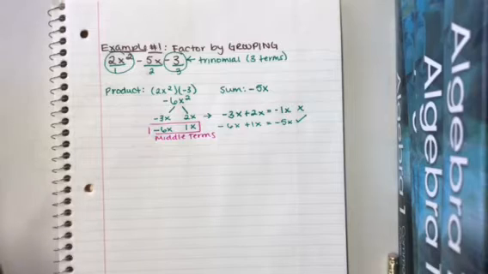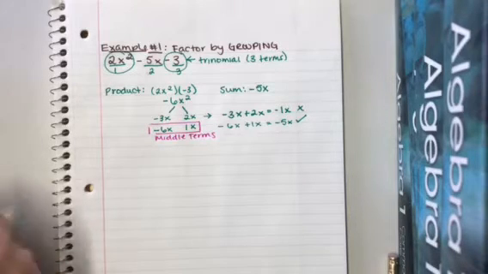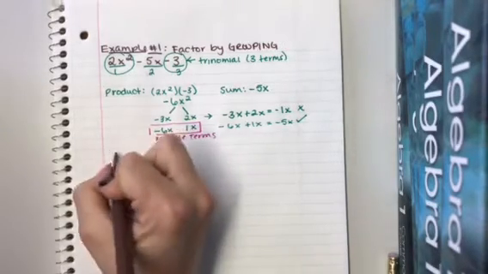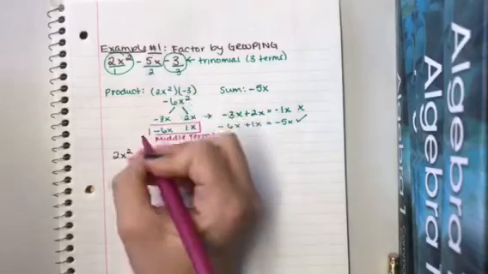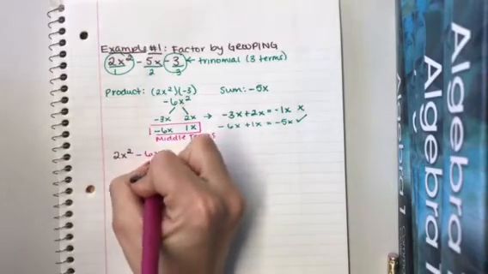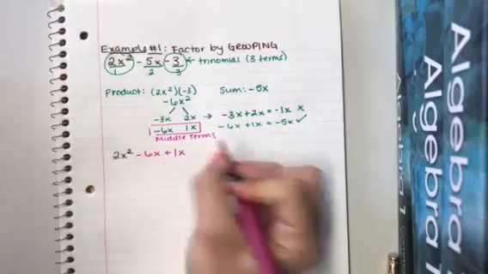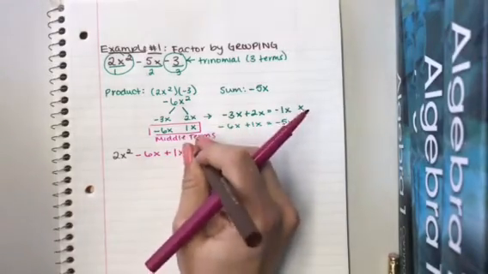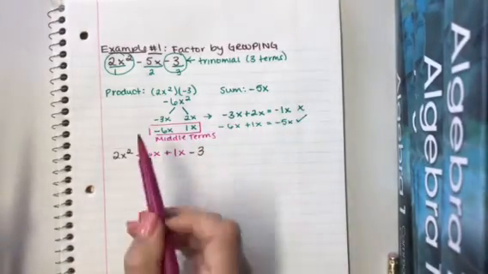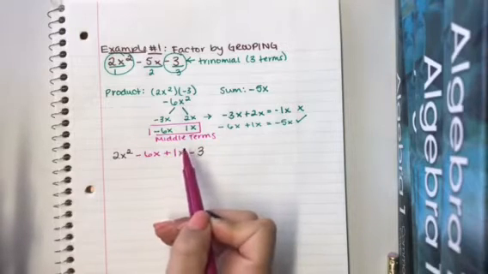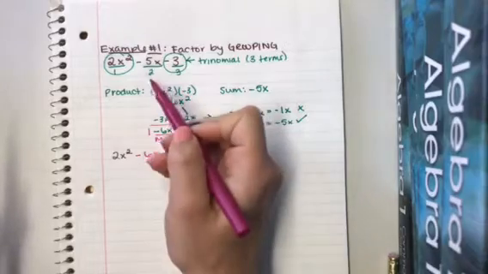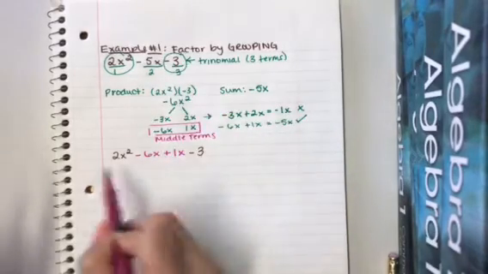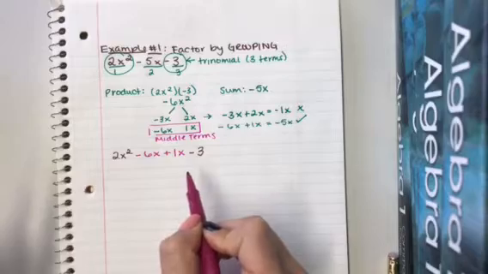What I mean by that is when I rewrite this, it becomes 2x squared, that hasn't changed, and now I'm going to take negative 5x and I'm going to turn it into minus 6x plus 1x minus 3. I haven't actually changed anything about what this means, because if I were to combine these 2 terms, I would still get that negative 5x. So my expression hasn't actually changed at all, okay?